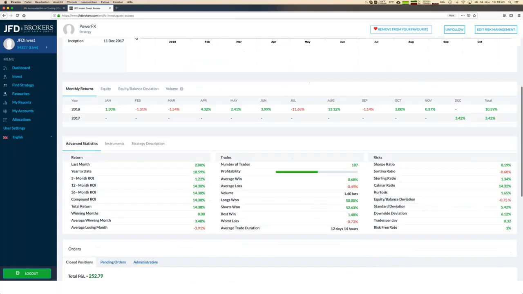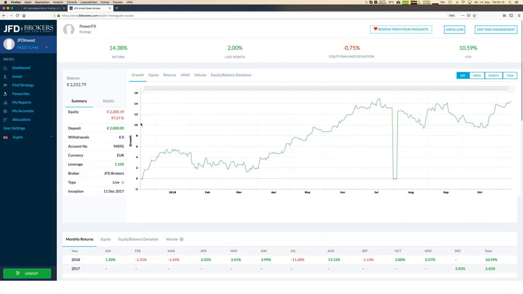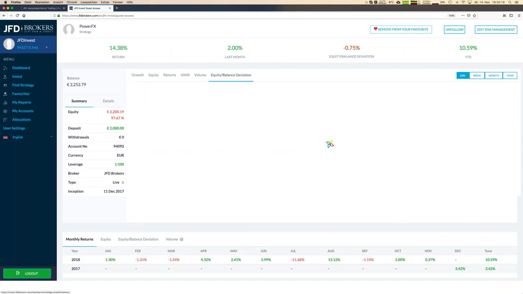So let's have a look at the instruments here as well, because the instrument list is a little bit longer here. So you see in total 10 or 11 symbols, I think it's 10. For a single symbol, there might not even be that many trades. For example, here we have up to now only one trade in British pound US dollar, and for example 25 trades in US dollar Canadian dollar, but it's a portfolio in itself, so it's doing well, and we have quite well growth. Let's have a look at the equity balance deviation.